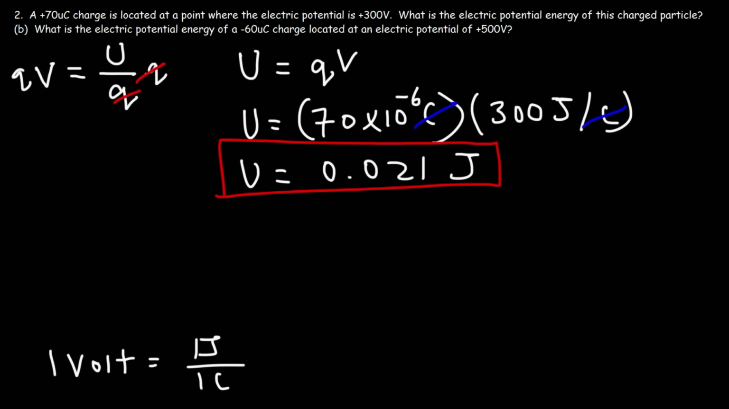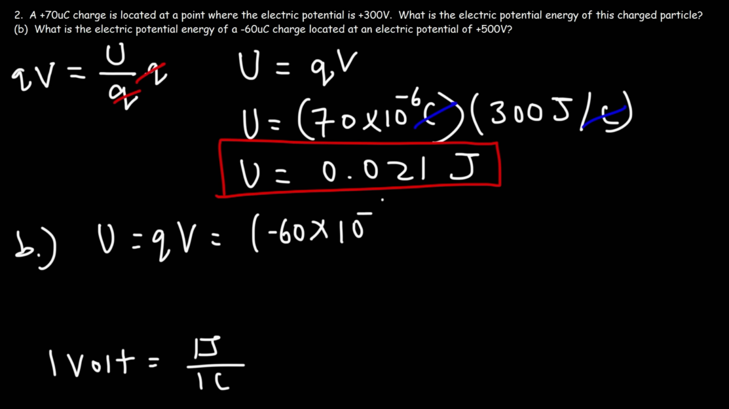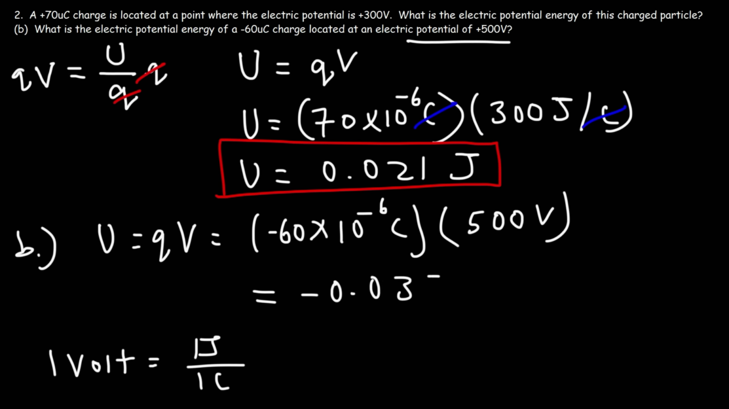Now let's use the same formula for part B. So it's going to be U is equal to QV, and this time we have a negative 60 microcoulomb charge. So since electric potential energy can be positive or negative, we're going to plug in negative 60 times 10 to the minus 6. And this time, the electric potential is 500 instead of 300. And so this is going to be negative 0.03 joules.